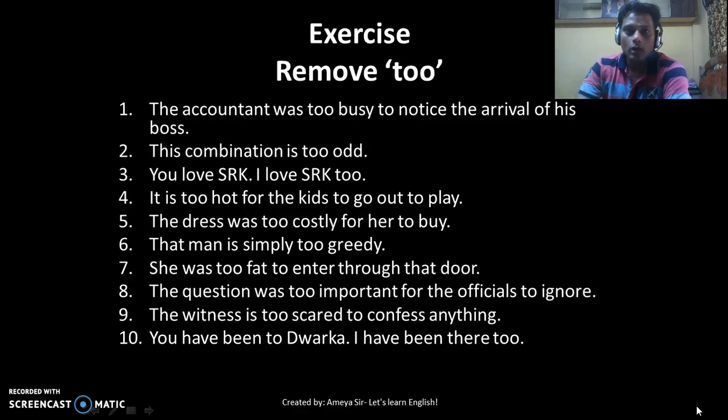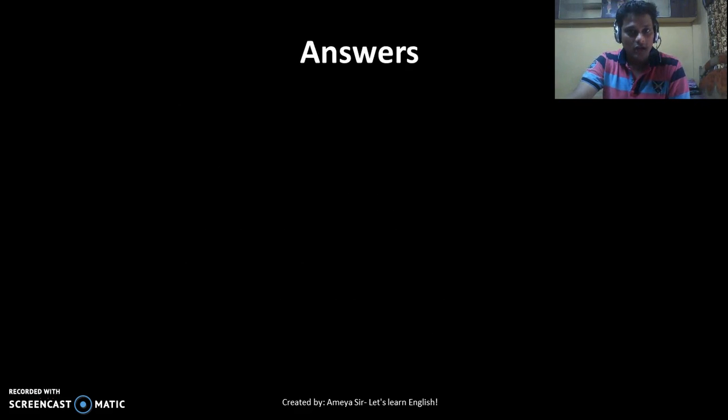Now, as usual, our favorite part, the exercise. Now here is the exercise for remove "too". I want you to pause the video now, get a pen and paper, write it down, and then whenever you're ready, only then proceed with the video, because what will follow is the answers section. So please pause the video now, and when you are ready, then proceed with the video. Well, I hope that you had paused the video. So here are the answers.